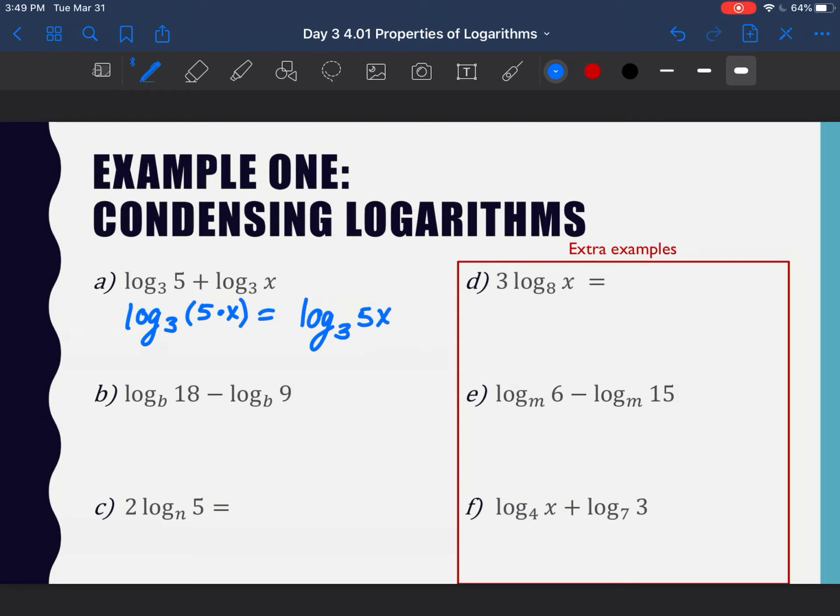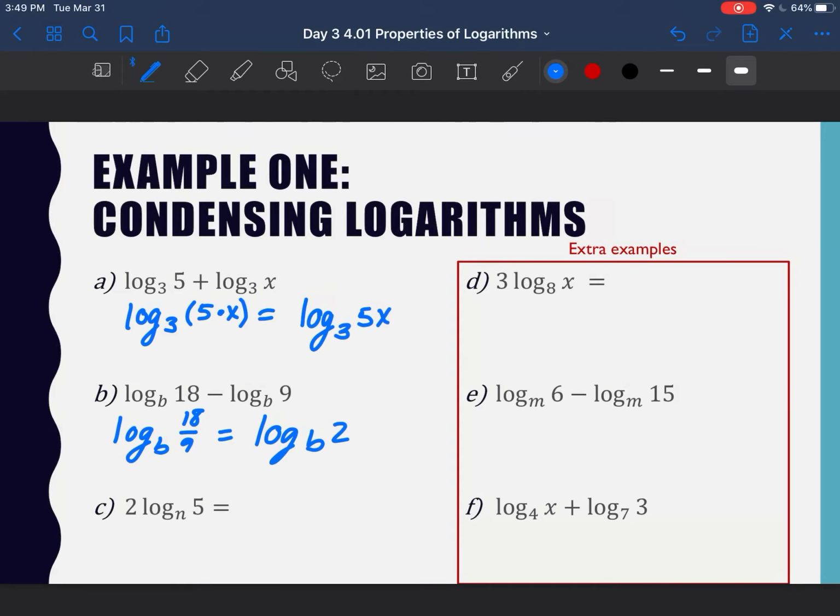The second example, log b of 18 minus log b of 9. Again, make sure that these two bases match each other, and as long as they do, you can condense them into a single logarithm. Subtraction changes to be division. So this would be log b of 18 divided by 9. And as always, if you have a fraction, try to simplify it. So the simplified answer would be log b of 2, since 18 divided by 9 is 2. So that'd be the answer for that.